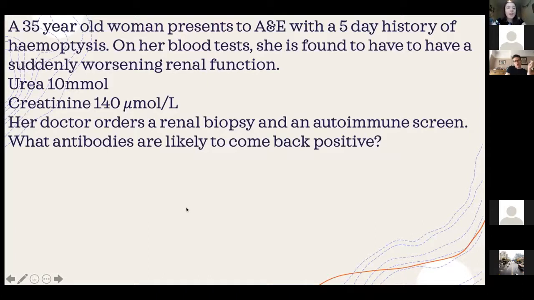Question 3. A 35-year-old woman presents to A&E with a 5-day history of hemoptysis. On her blood test, she's found to have a suddenly worsening renal function. Her doctor orders a renal biopsy and an autoimmune screen. What antibodies are most likely to come back positive?